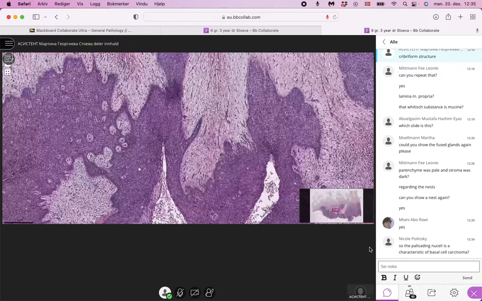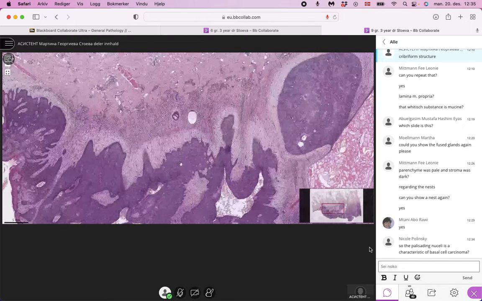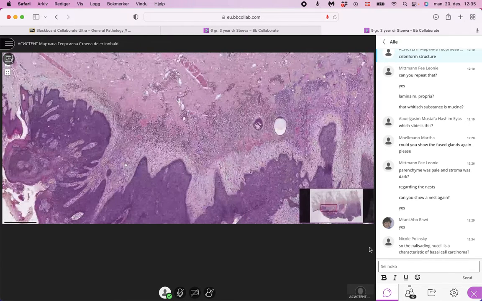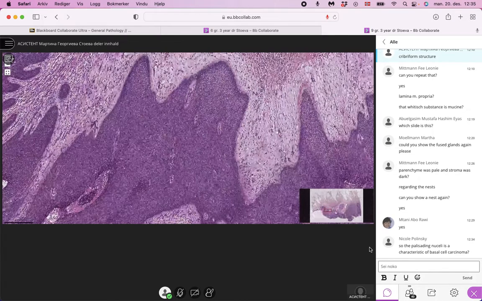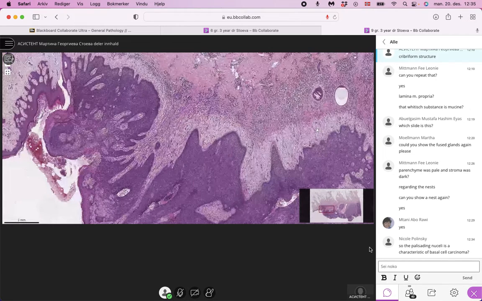Another characteristic feature is the more myxoid appearance of the stroma surrounding the nests. So here you can see the stroma, the stroma that is directly surrounding the nests. This is the myxoid appearance of the stroma.